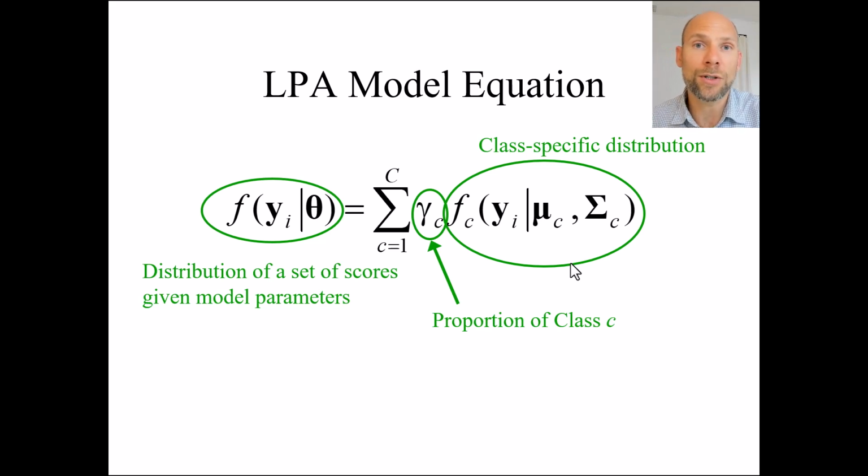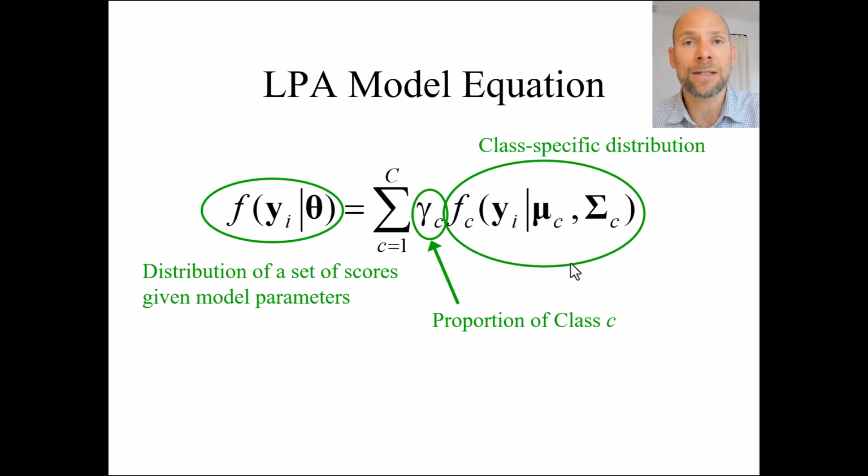So we can also have class-specific variances, and we can have class-specific covariances. Typically, however, we assume that the covariances are 0 in each class, because the covariances between the indicator variables are supposed to be explained by the latent class variable. So ideally, we have no residual associations between the indicator variables within class, but there could be different variances. So variances and means are estimated in each class. Covariances are often not estimated. They are set to 0.